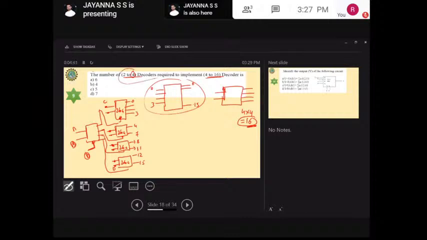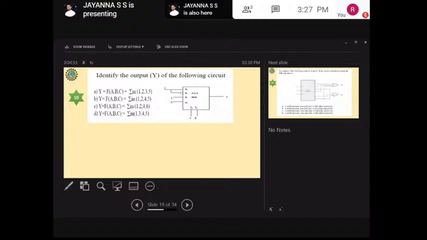will be 5. It will be 5: 1, 2, 3, 4, and 5. Okay, this is the answer. This is a direct question, and you must be in a situation that if they ask this question, you must know directly it is 5. Okay, let us move further.